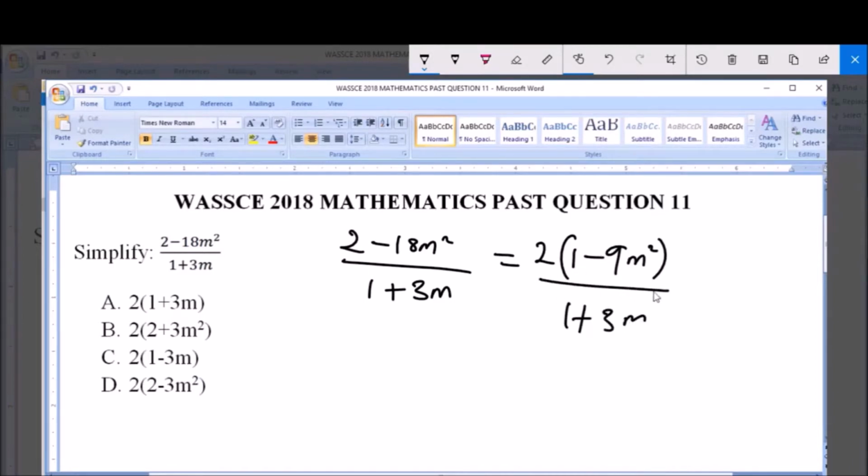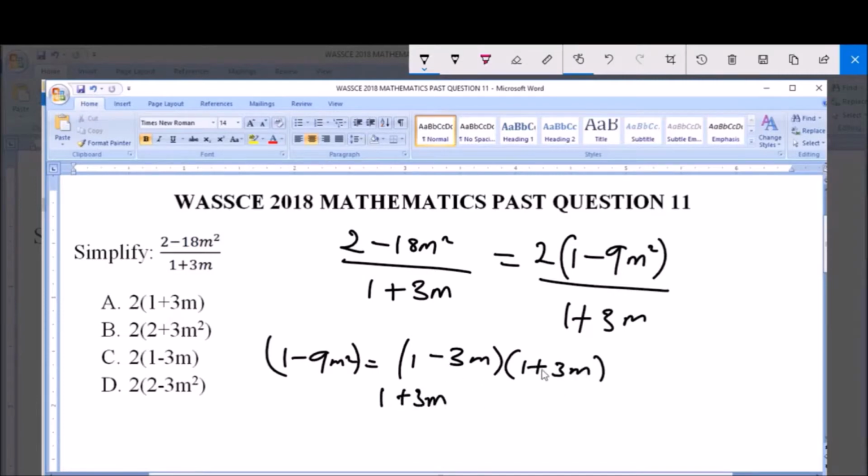Now looking at this bracket, 1 minus 9m square, this can be written as 1 minus 9m square is equal to 1 minus 3m multiplied by 1 plus 3m. Now let's carry out this multiplication. Looking at this, we can say 1 multiplied by 1 will give us 1. 1 multiplied by 3m will give us plus 3m.